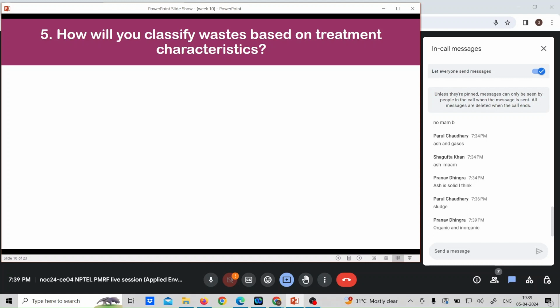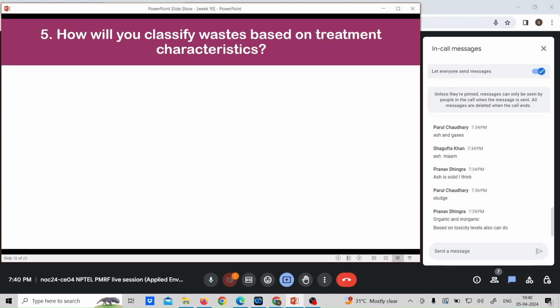Yeah, you're partially right. You're absolutely right. Based on toxicity levels, we can also classify the waste as hazardous waste and non-hazardous waste, basically. I completely agree with you, but here this is something narrowed down to treatment characteristics. Treatment characteristics, I mean like biological treatment or a physical process or a chemical process, something like that.